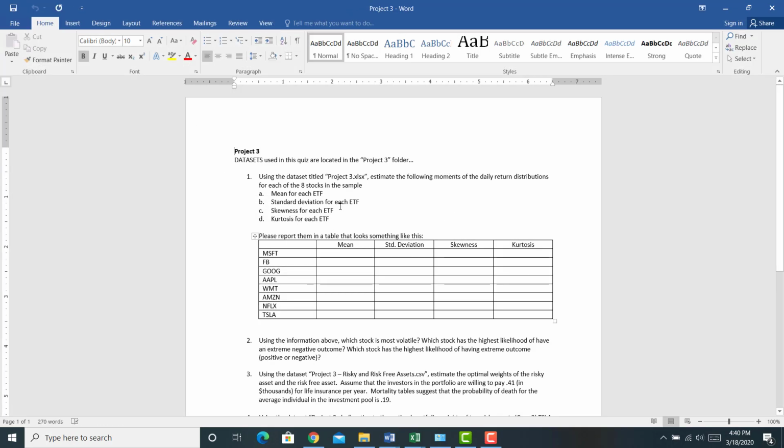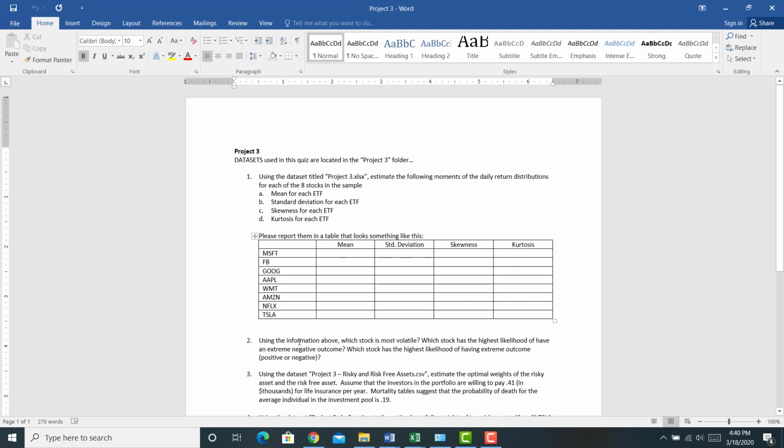Okay, so I've got two data sets in the Project 3 folder. The first one is called Project 3. It's an Excel spreadsheet. It has 8 stocks and it has daily returns for these 8 stocks over a 2-year period, 2018-2019. So what I want you to do is calculate the mean, the standard deviation, the skewness, and the kurtosis of these 8 stocks. As you've gone through the lecture outline and the videos, you'll know what these things mean. It shouldn't be hard to do.